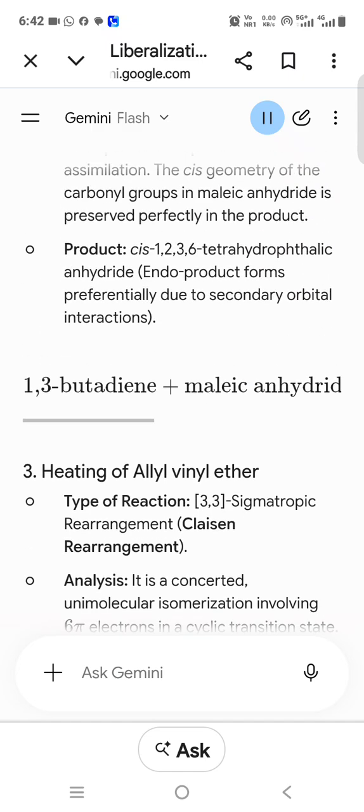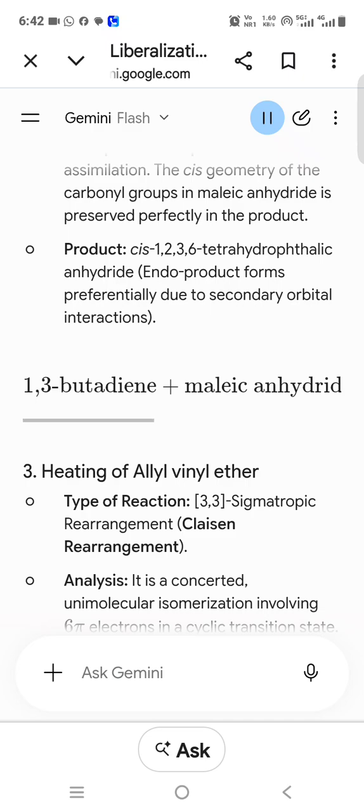Question 2, 15 marks. A. State the Woodward-Hoffmann rules for 2+2 and 4+2 cycloaddition reactions under thermal and photochemical conditions. B. Explain why the 2+2 cycloaddition of ethylene does not take place thermally but proceeds smoothly under photochemical conditions. Model answer. A. Woodward-Hoffmann rules for cycloaddition.